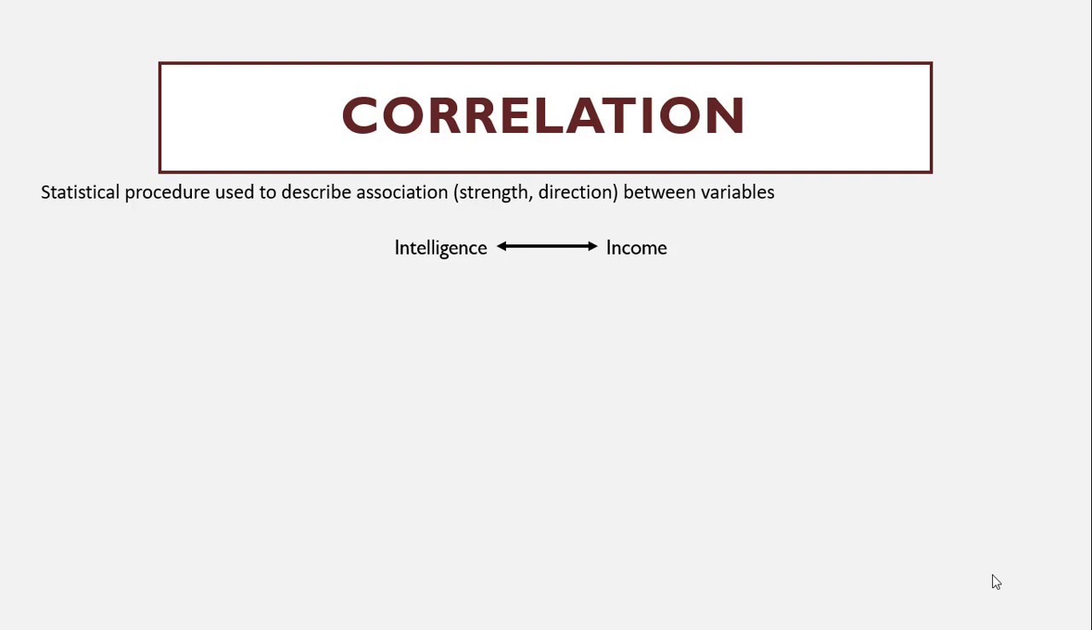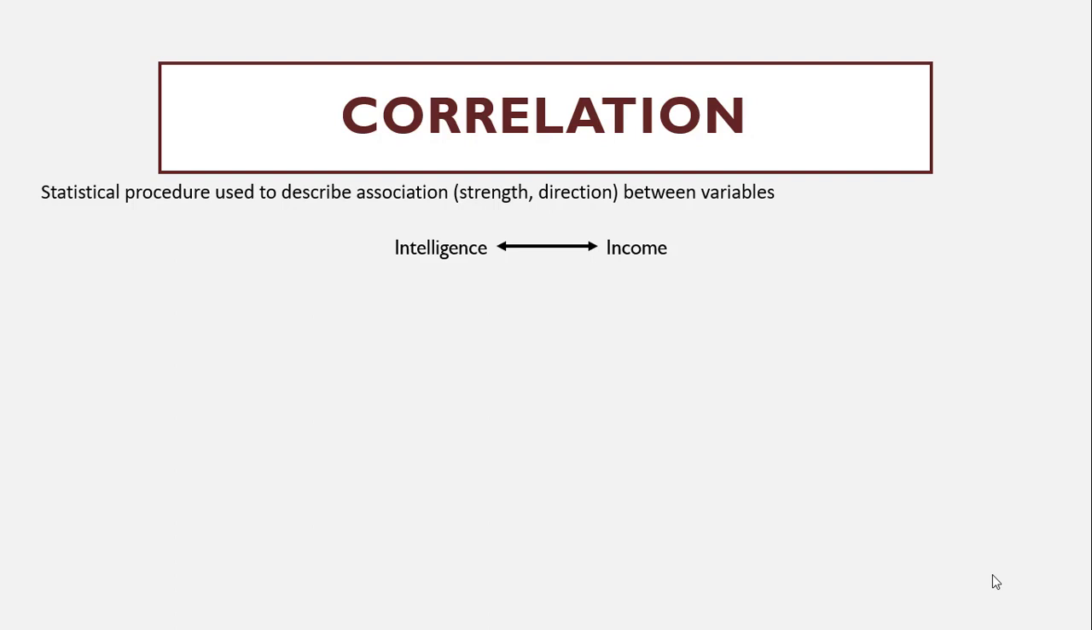So when we talk about correlation, correlation is a statistical procedure that's used to describe the association between two variables. And when we say association, it gives us two pieces of information. It gives us the strength of that association and the direction of the association. And by direction, there we mean, is it positive or is it negative?